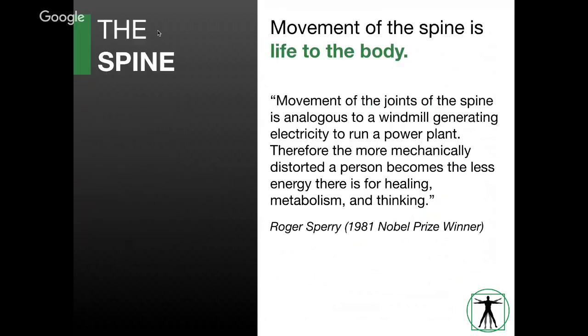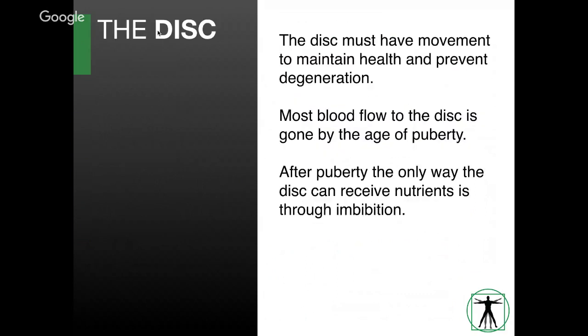Roger Sperry, he was a 1981 Nobel Prize winner. He said movement of the joints of the spine is analogous to a windmill generating electricity to run a power plant. Therefore, the more mechanically distorted a person becomes, the less energy there is for healing, metabolism, and thinking. So if you want to heal, if you want good metabolism, if you want to be able to think better and clear, you need to maintain movement of your spine.